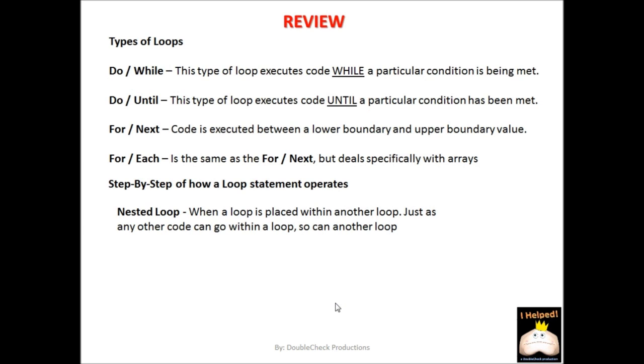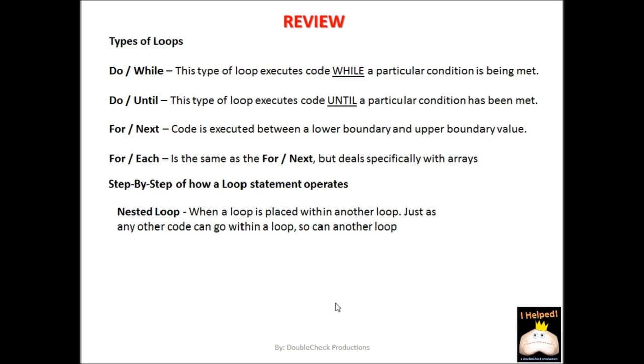Okay, so to review, we have our different types of loops. We have our do while loop. This type of loop executes code while a particular condition is being met. Then we have our do until loop. This type of loop executes code until a particular condition has been met.